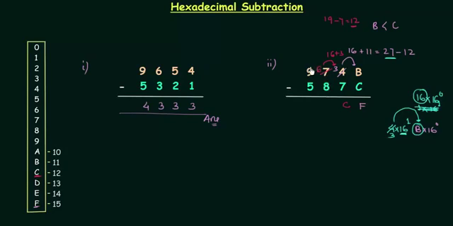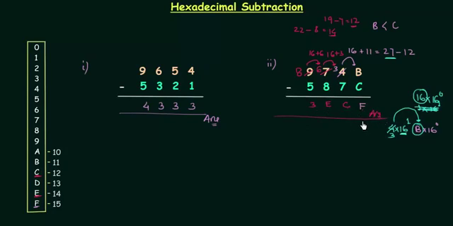6 minus 8, again we have to take borrow because 6 is smaller than 8. 16 is the borrow. 16 plus 6 is 22. 22 minus 8 is equal to 14, and we represent 14 by E. So we have E here. This 9 has given the borrow, so we have 8 left. 8 minus 5 is 3. So the answer is 3ECF. So this is our answer.